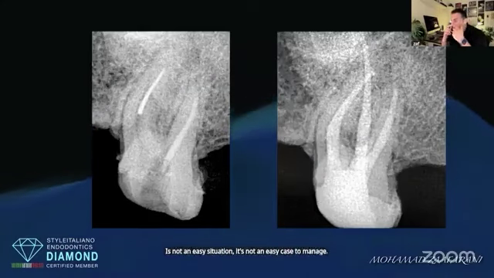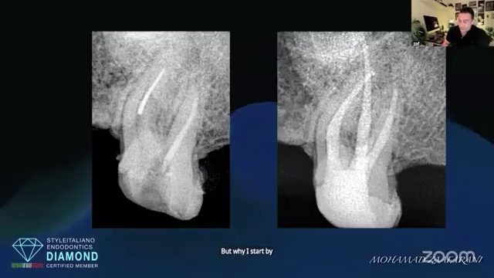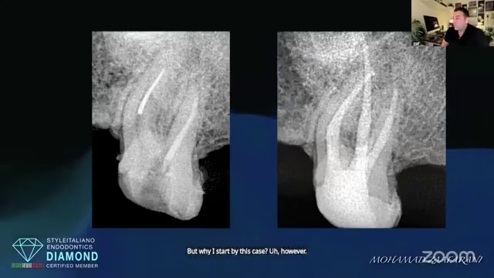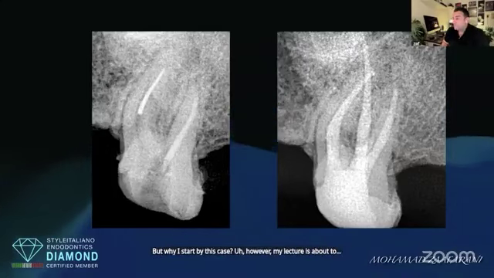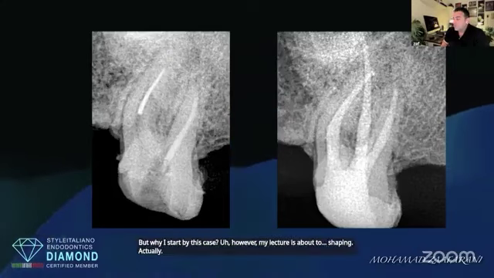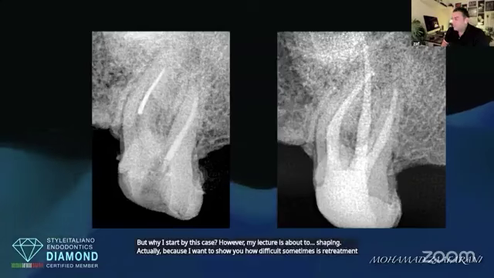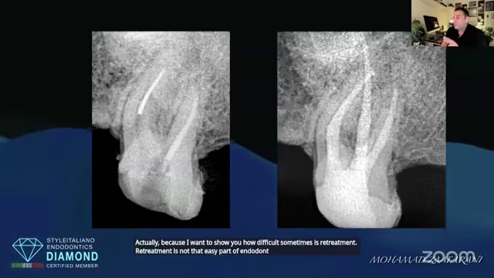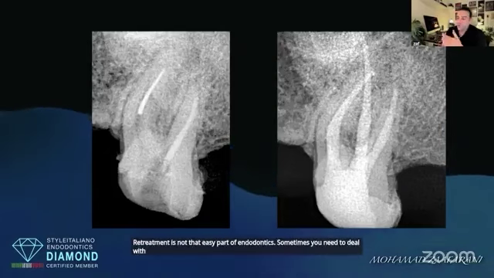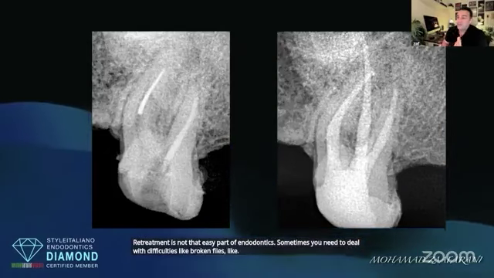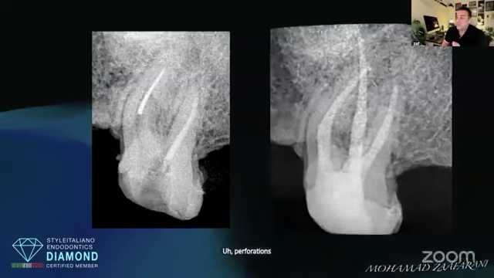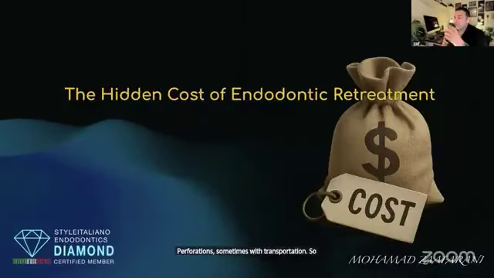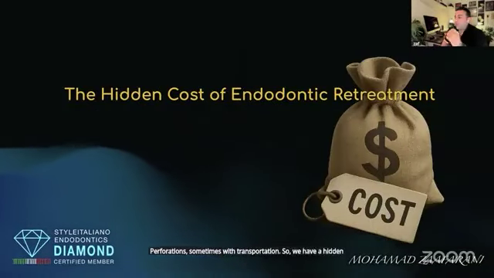But why I start by this case, however, my lecture is about shaping? Actually, because I want to show you how difficult sometimes is retreatment. Retreatment is not that easy part of endodontics. Sometimes we need to deal with difficulties like broken files, like perforations, sometimes with transportation. So we have a hidden cost of endodontic retreatment.